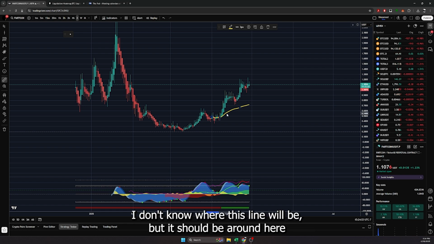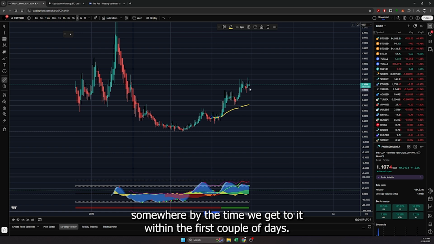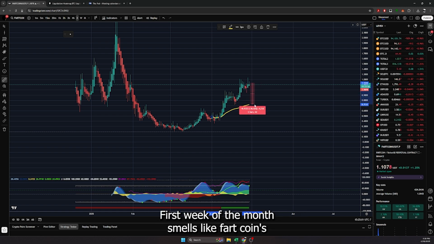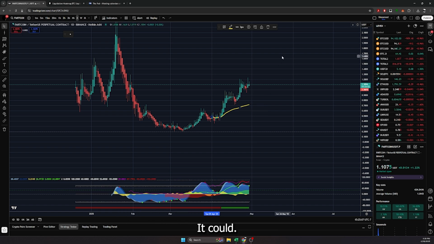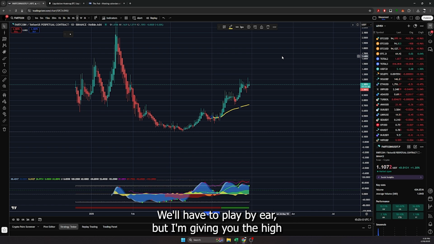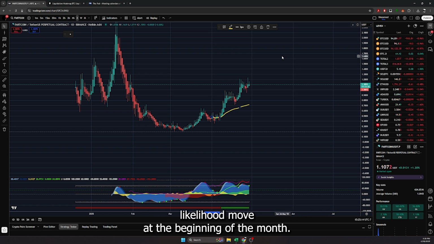Now, I don't know where this line will be, but it should be around here somewhere by the time we get to it. Within the first couple of days, first week of the month. Smells like Fartcoin's going to take a dump. But then after that, maybe it keeps going up. It could. I don't know what's going to happen after that. We'll have to play it by ear. But I'm giving you the high likelihood move at the beginning of the month.